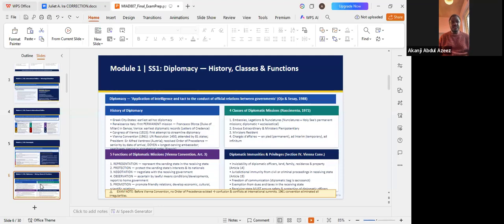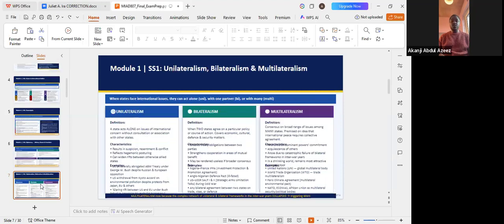That is about diplomacy. We will not go deep, but you can see it from the definition: the use of intelligence and tactics to manage international relations through peaceful negotiation. If you don't understand, just let me know. If you have any question, you can let me know before I proceed to the next slide.